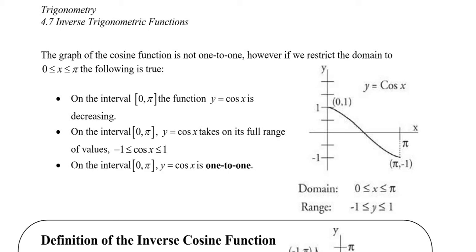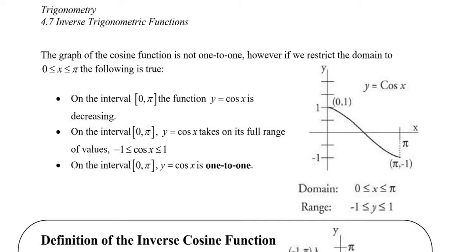In this video, we're going to talk about the inverse function for cosine. So we have the same problem with cosine as we did with sine, in that the graph of cosine is not a one-to-one function. However, if we restrict the domain, we can make it a one-to-one function. So in this case, we're going to restrict the domain from 0 to pi. And if we do that, then the following is true.